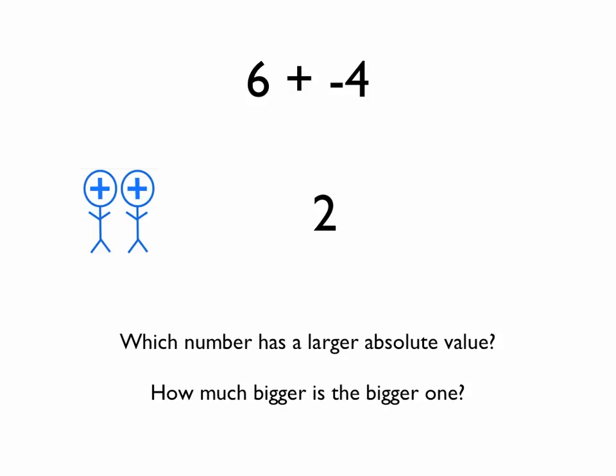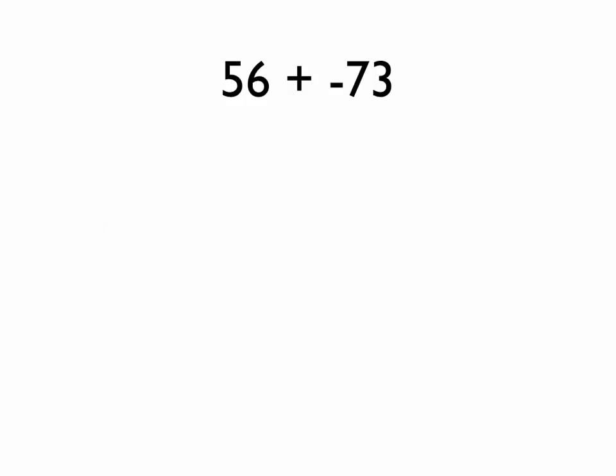Alright, so let's try this with some larger numbers. Now we have 56 and -73. I definitely would not want to draw out stick figures for this one. So I'm going to ask myself the questions. Question 1, which number has a larger absolute value? In this case, the negative number is bigger. So that means that army is going to win, so my answer is going to be negative.